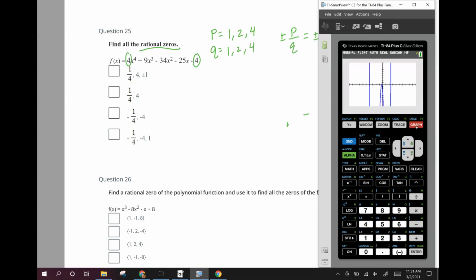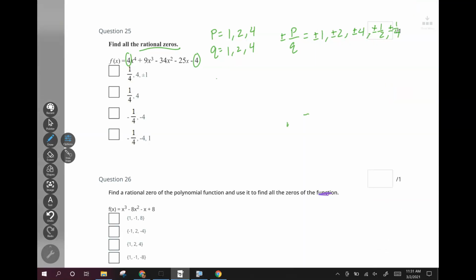Now, if we had taken away your calculators, you wouldn't have had that option, but it looks like I have -4 as a 0. You can see there. You can actually do second trace 0, which is 2, to see if it is a 0, but yes, -4 is one of my zeros. So I'm actually going to start by doing synthetic division with -4. Okay, my coefficients are 4, 9, -34, -25, -4.